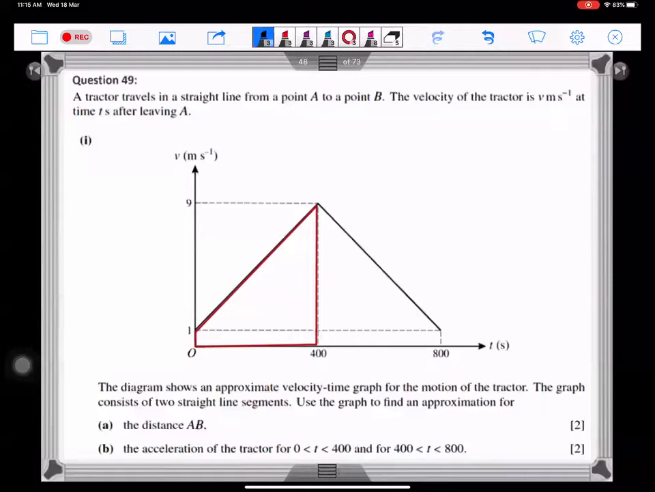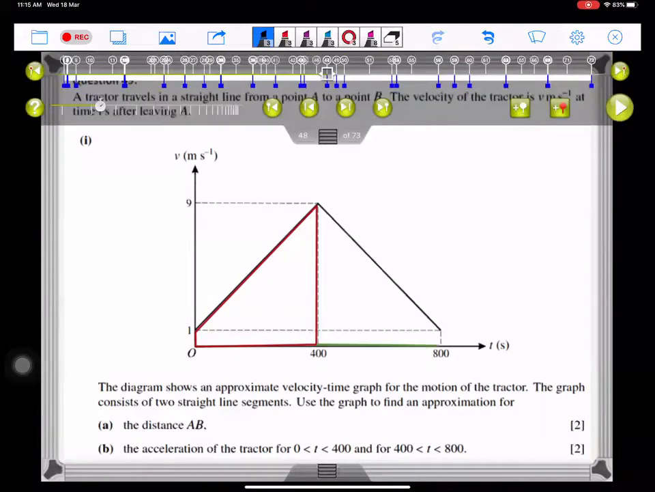So first thing first, for the first 4 marks, what you have to do is calculate the area under the graph, which is two trapeziums. The first trapezium is in red. The second trapezium is in green. They are exactly congruent trapeziums. Find the area of the first and multiply it by 2.